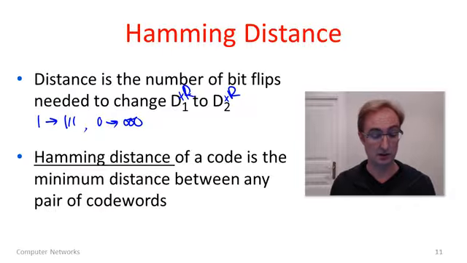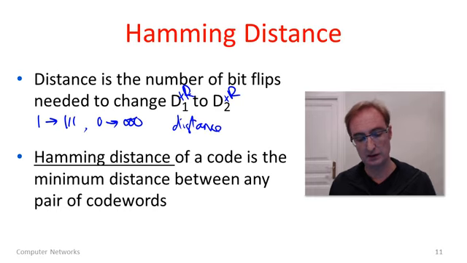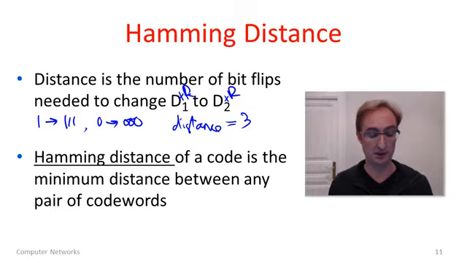What is the distance? So this is the complete code set here. 0 and 1 are the only messages. So 111 and 000 are the only valid code words which could be sent. Of course, any sequence of 3 bits could be received. What's the distance between these 2 code words? The distance is the number of bit flips to turn one of these into the other. So it's 3. We need 3 bit flips.